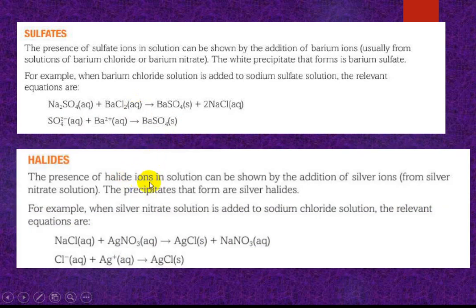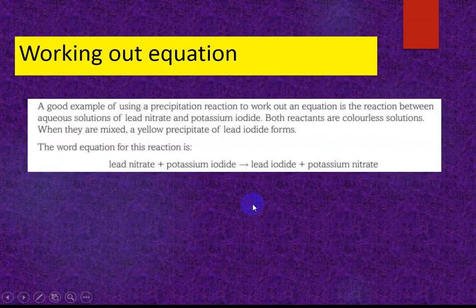Now the halide test. For any halide, sodium chloride, sodium bromide, sodium iodide, I add silver nitrate solution. With chloride, silver chloride forms as a white precipitate. With sodium bromide, a cream-colored precipitate of silver bromide forms. With iodide, a yellow precipitate forms, like sodium iodide forming a yellow precipitate. This is how you can do the halide test.